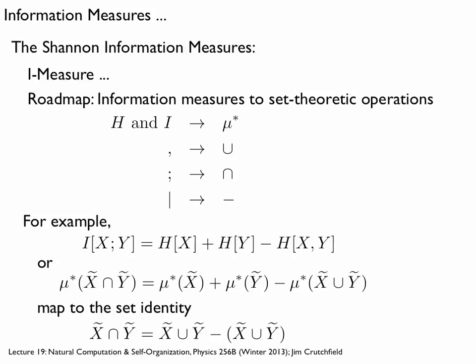Right? So H and I turn into this measure that we're looking for, mu. H of X comma Y, think of that like a programming expression, what that means is union over the event set. Semicolon is intersection, mutual information, right? And then bar, conditioning, is set subtraction. So the previous diagram is not some mere graphical help. It is that, but there's a much deeper level of structure in this.